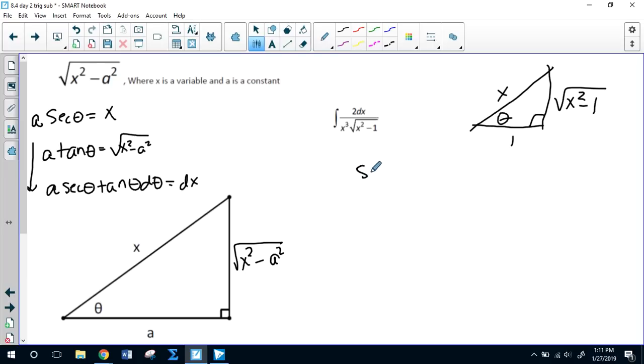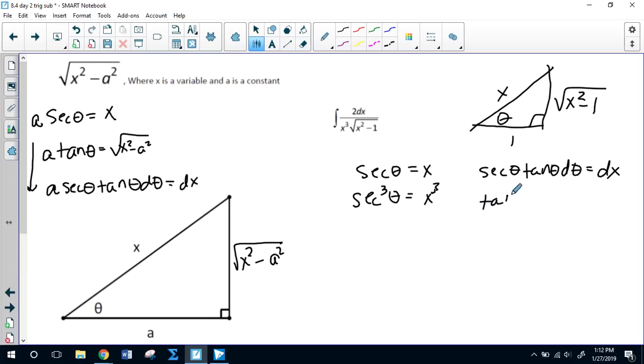So that means secant of theta just equals x, which means secant theta tangent theta d theta equals dx. It also, by the way, means secant cubed theta equals x cubed, since I'm going to have to substitute that in. And it also means that tangent theta is equal to the square root of x squared minus 1. So again, we're just rewriting things in trig form, because the trig doesn't have all those radicals and everything in it, so it's supposed to make it a little bit easier. Sometimes it does, sometimes it doesn't.